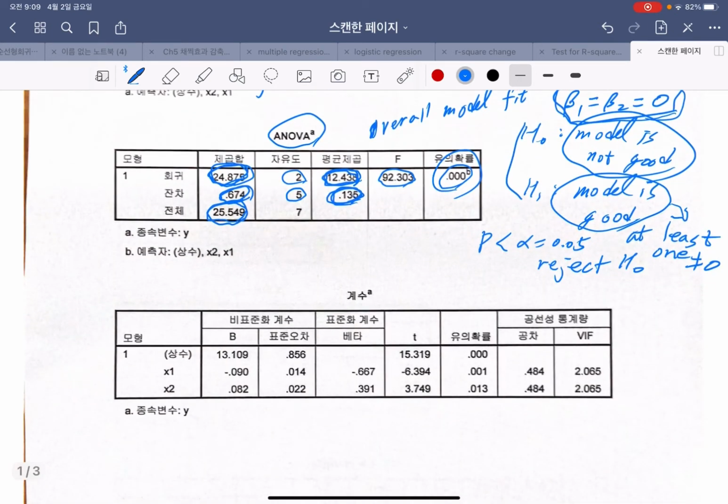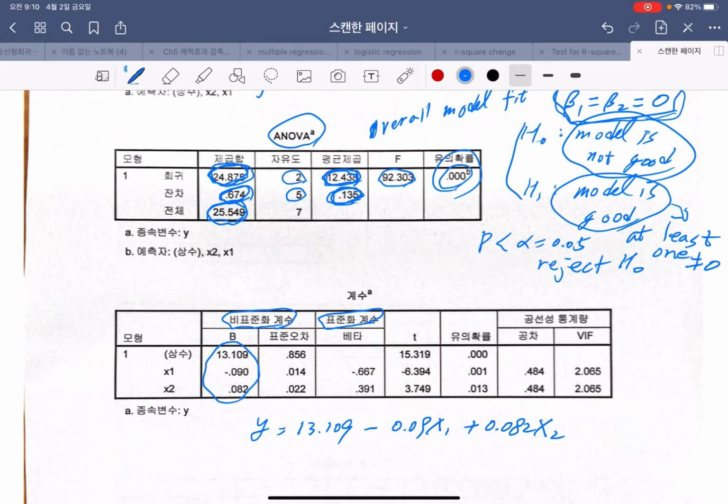Now let's look at the coefficients here. This one is the unstandardized coefficients. This one is called the standardized coefficients. I'll talk about this one later. And the regression equation comes from this. So your regression equation should look like this: 13.109 minus 0.09x1 plus 0.082x2, right?